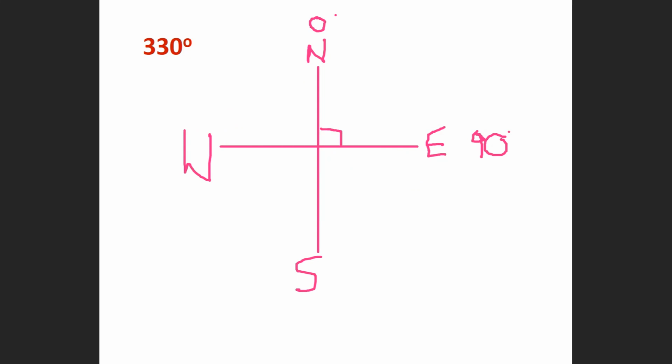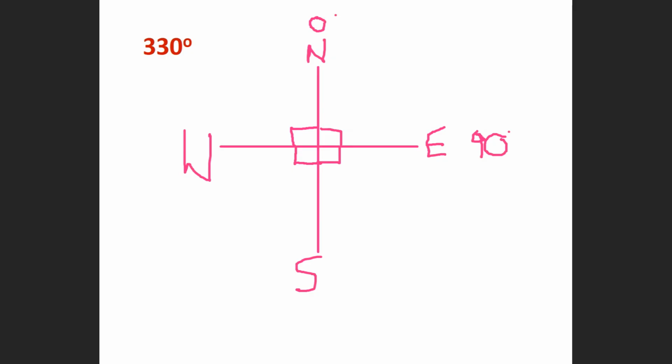You could call it the angle between north and east is 90 degrees. As well, the angle between south and east is also 90 degrees. And the angle between south and west is also 90 degrees. And also this part is 90 degrees. Okay, that is very, very important.